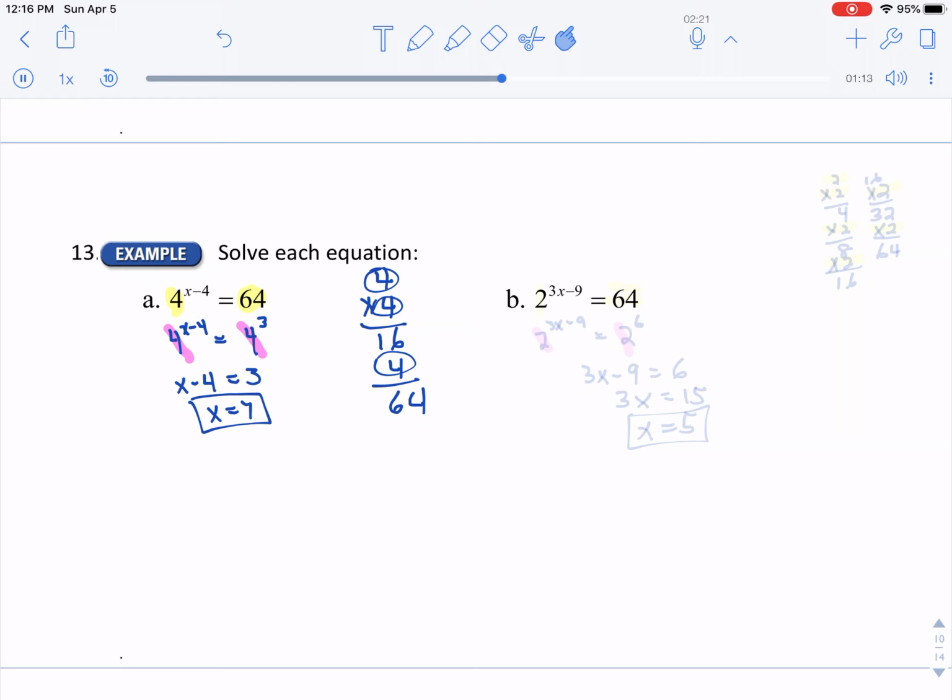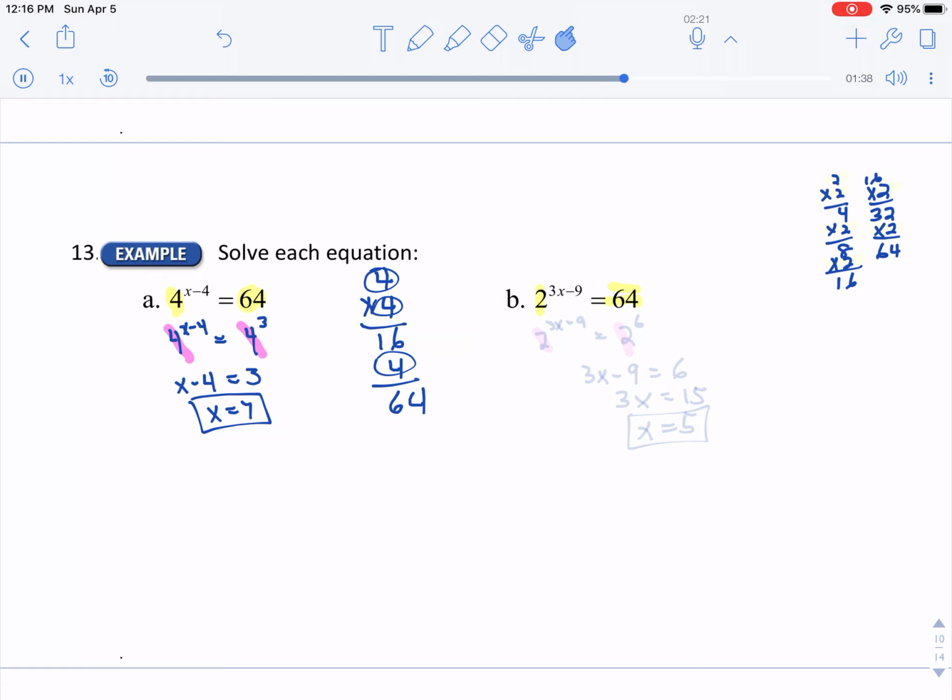All right, let's go look at B. This time I want to rewrite my base as a power of 2, if possible. So let me go do what I did before over here. I've got 2 times 2 is 4, times 2 is 8, times 2 is 16, and then 16 times 2 is 32, and 32 times 2 is 64. So yes, I can rewrite it.